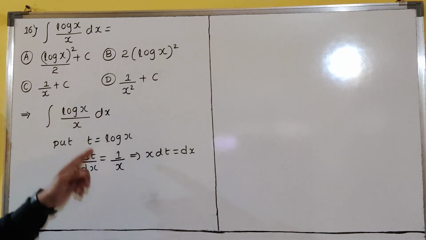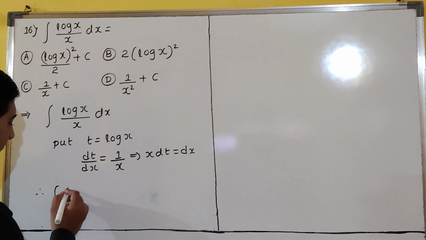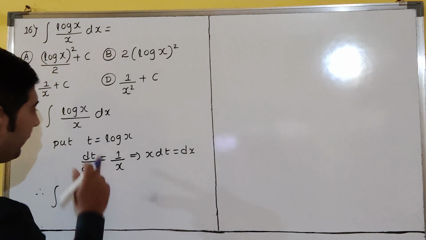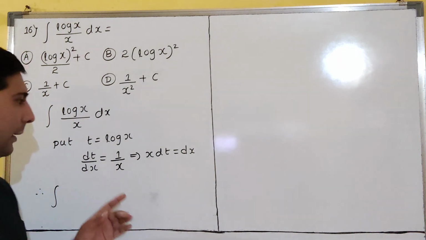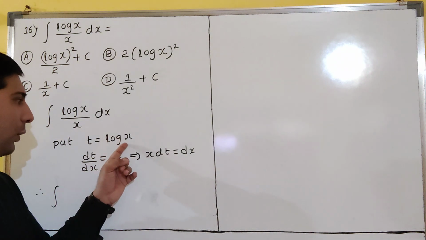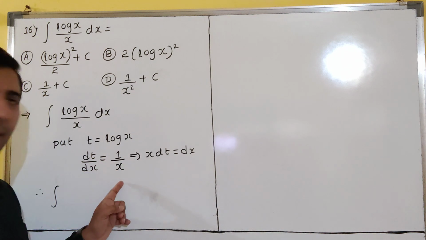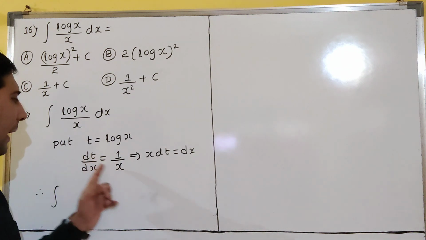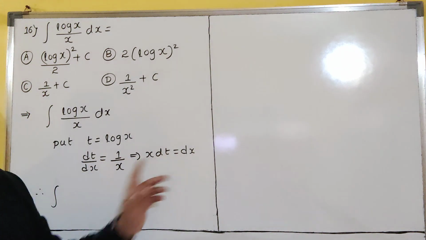So log x is taken as what? t. I will substitute these values in this. So see here once again, I will repeat. Put t is equal to log x. Derivative of log x is 1 by x. I am cross multiplying: x into dt, dx into 1 is dx.